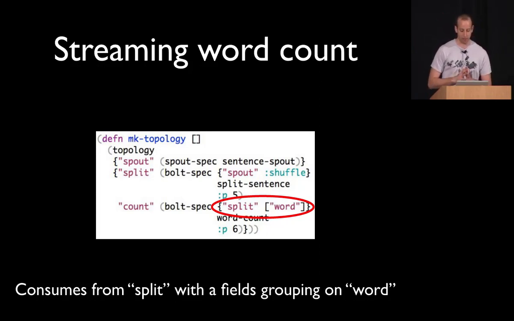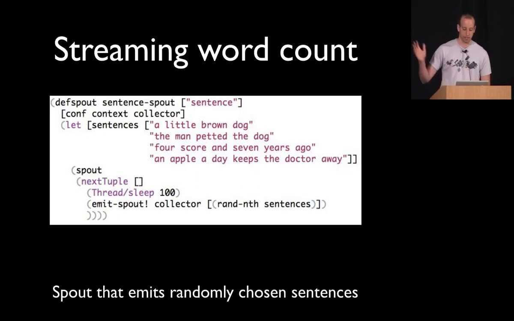So here's the implementation of the sentence spout. We use this def spout macro to define it. Here it says, we're going to call it sentence spout. It emits a stream with one field called sentence. And then what this does is that every time this next tuple function is called, it emits a random sentence from these sentences listed there.